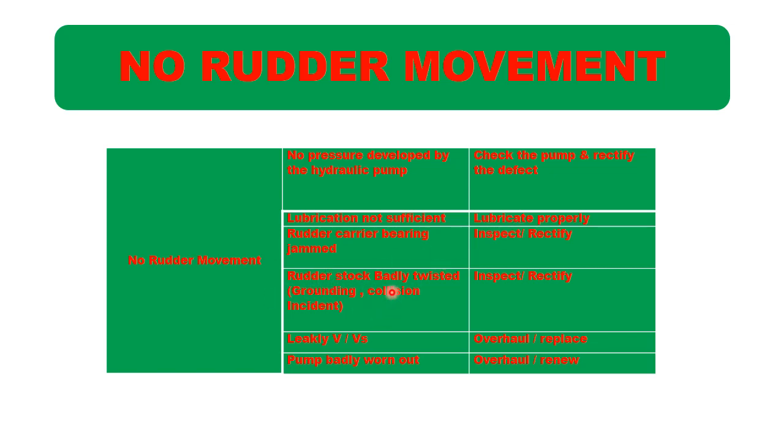Rudder stalk badly twisted: a grounding or collision incident has occurred. Inspection and rectification are required, and a proper corrective decision has to be made. Leaky valves, of course, as we have seen in previous slides, need overhauling or replacement. Mostly replacement: if the spare is there, you can replace, and afterwards the investigation is carried out. Pump badly worn out: overhaul and renew the pumps. That is also another part.